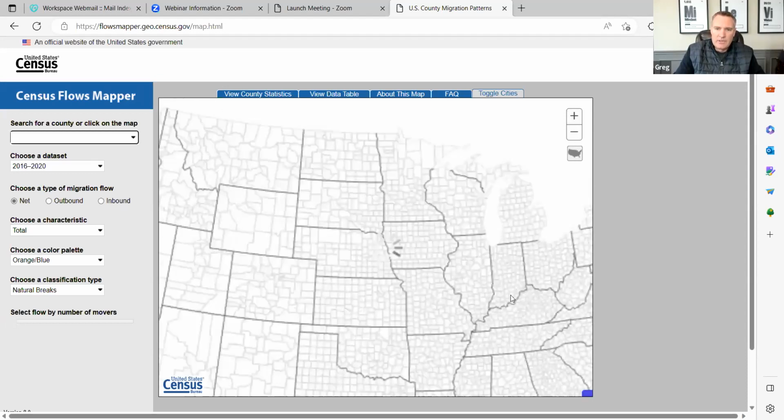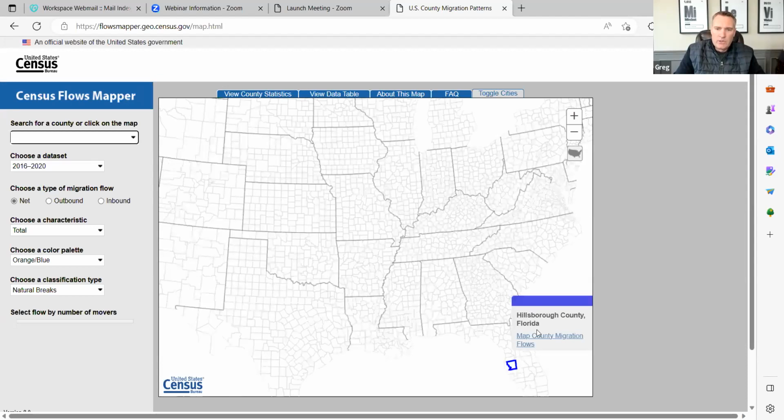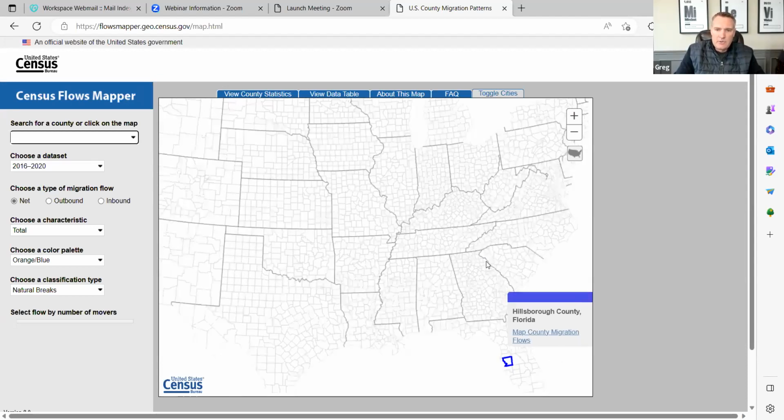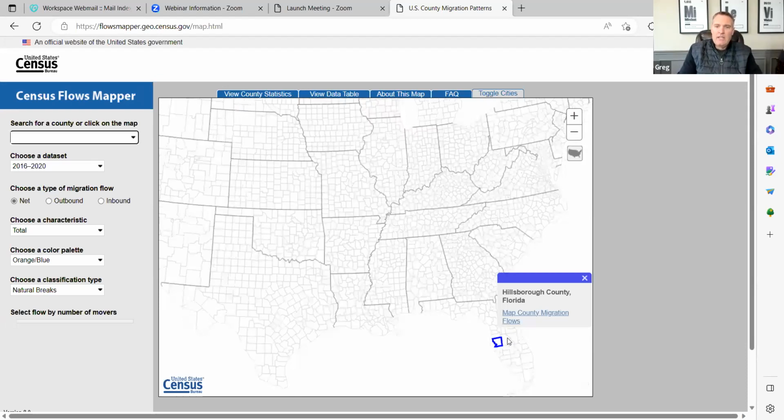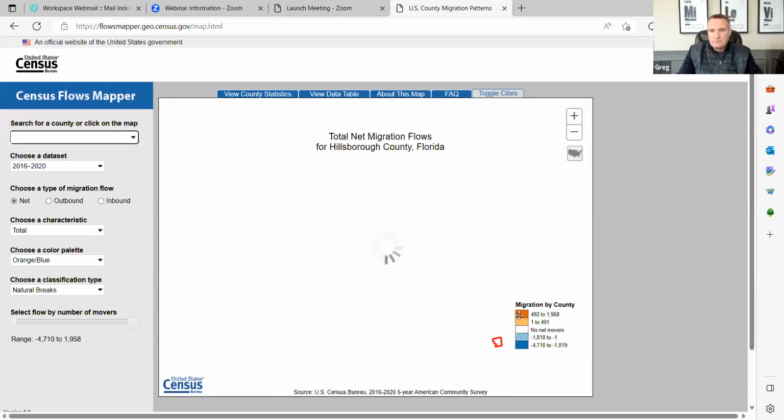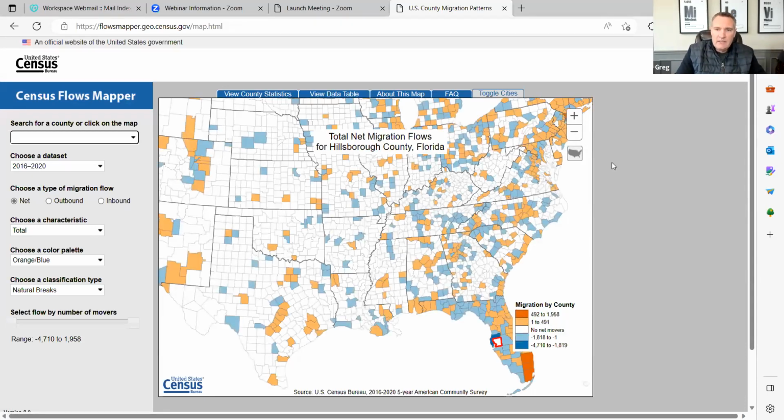I'm going to zoom in a little bit for you here. So we're going to look at Tampa, Florida. Hillsborough County is Tampa. And the question is, if I'm a realtor in Tampa, where are all of the buyers coming from? The people that are moving to my area, where are they coming from? Now, by the way, if you happen to live in Florida, go ahead and answer that question in your mind right now.